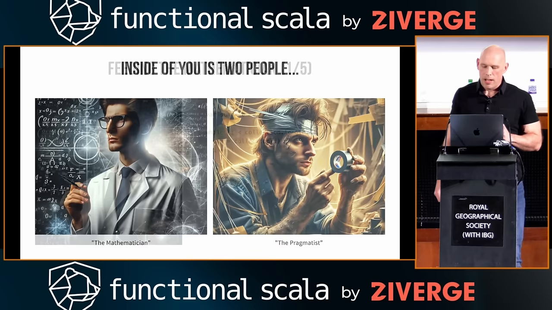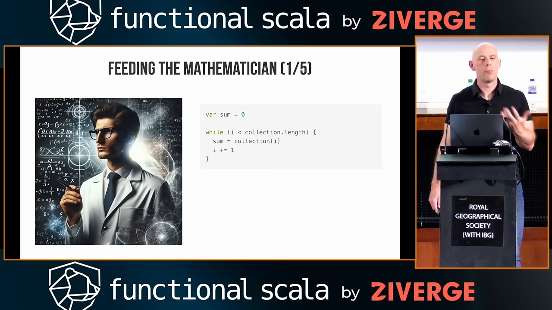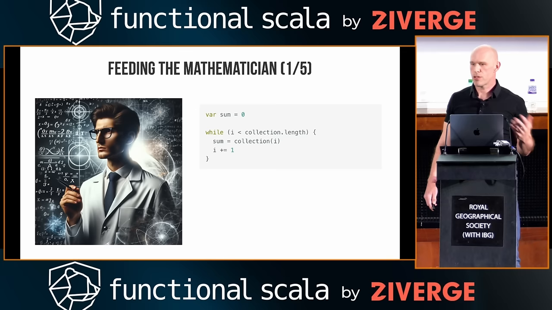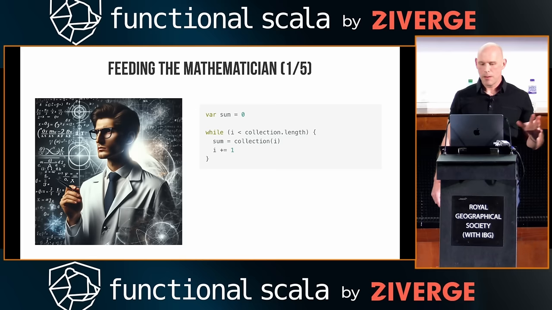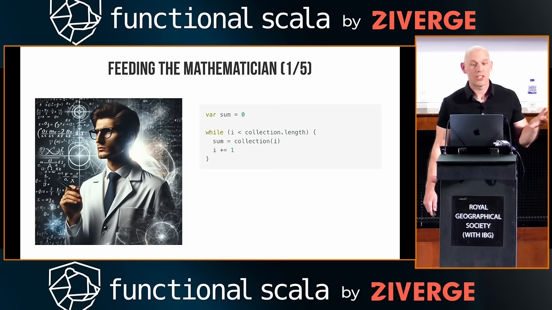Well, what happens when you feed one of these persons inside you and not the other one? Well, they grow more powerful, and more powerful, and then they start to dominate the way you write code, the way you design languages, the way you design build tools. So let's imagine for a moment that we have a problem with our inner mathematician, maybe overfeeding that inner mathematician. You all are at a Scala conference, not a Go conference, so I know which one you've been overfeeding.